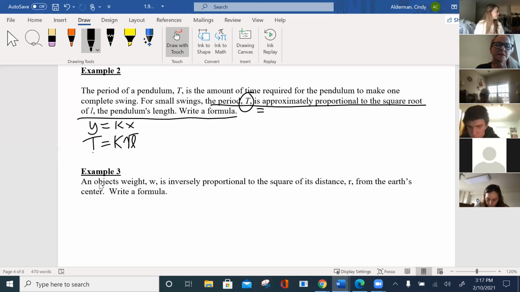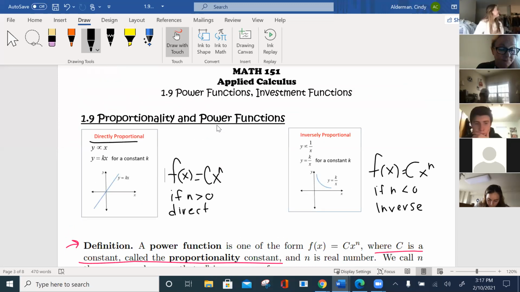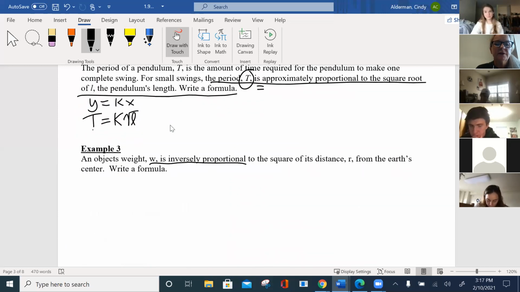All right, this next one, we want to write a formula for this as well. An object's weight is inversely proportional. So back up here, sorry, I didn't point this out. This is the inverse formula that you guys are familiar with, right? And notice that if they say the word inverse, then you have to say it is inverse. If they don't say the word inverse, you're going to assume they're talking about direct. Okay, so we're going to start with y equals k over x and fill in what we know.